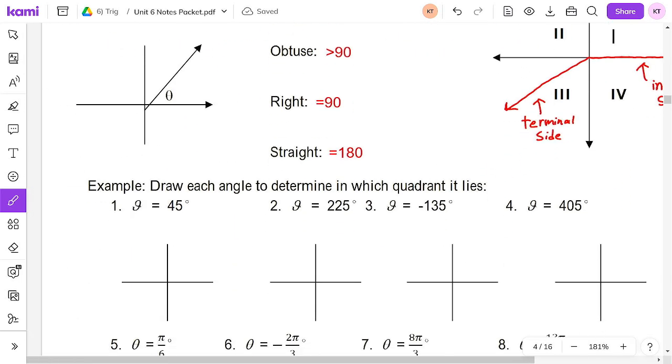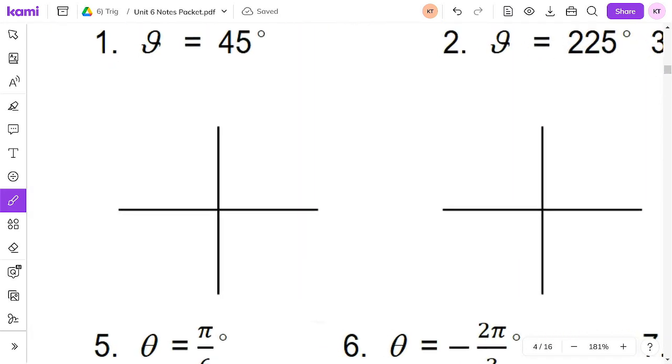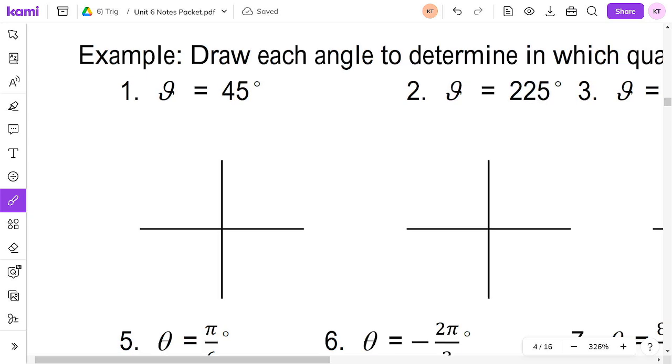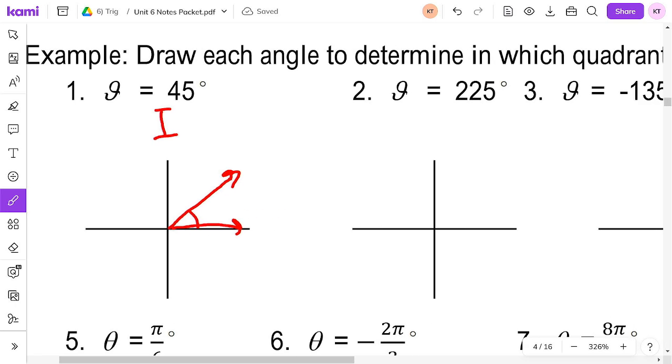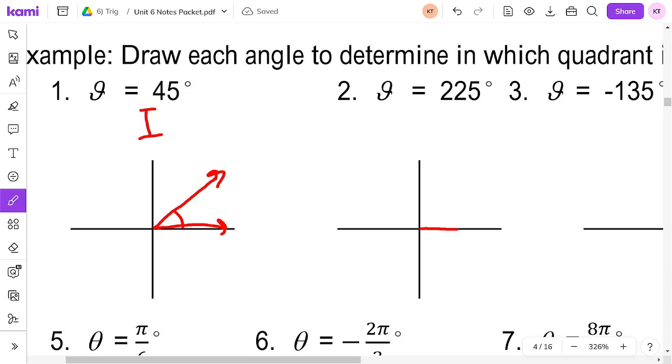So these examples here, we're going to draw the angles. We're just kind of going to sketch them and see which quadrant they fall into. So 45 degrees, that's less than 180 degrees, and less than 90 degrees, it's halfway between. So it should be about here. And so this will be in quadrant number 1. Again, because it's positive, we'll go in the counterclockwise direction. 225 degrees, again, we'll have our starting line. I know I'm going to go 90, 180, and then I go another 45 here about to give me 225 degrees, and that will fall into quadrant number 3.